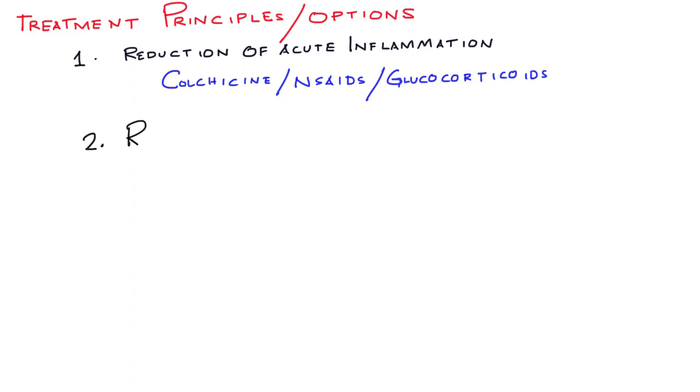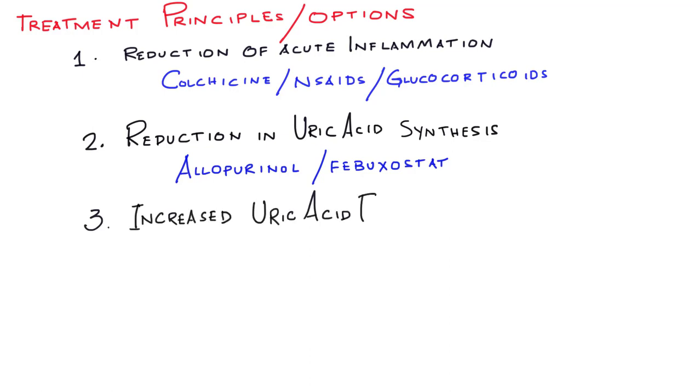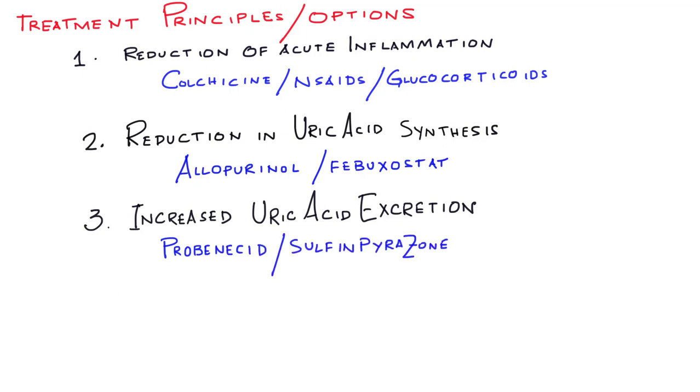Secondly, we can try and reduce uric acid synthesis, which is one of the mainstay treatments of chronic gout. For that, we have got allopurinol and febuxostat, both of which are xanthine oxidase inhibitors. Finally, another option is to increase uric acid excretion with the help of drugs like probenecid, sulfinpyrazone, and benzbromarone.